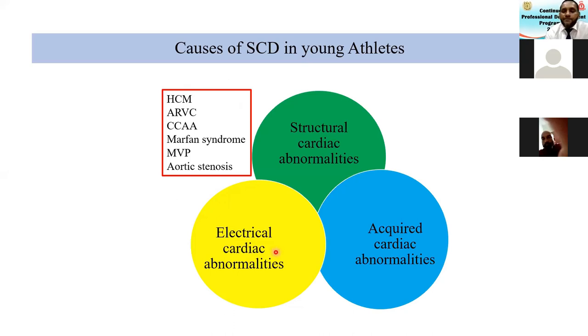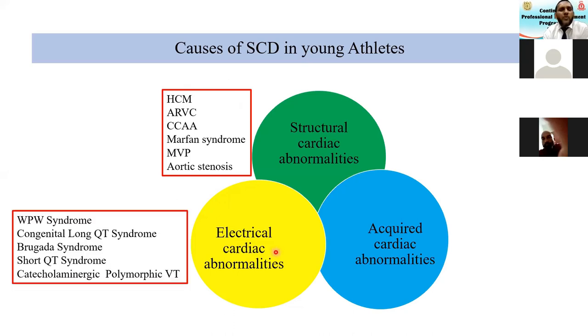And among the electrical abnormalities, we know Wolff-Parkinson-White syndrome, a pre-excitation syndrome, and then congenital long QT syndrome, Brugada syndrome, and short QT. These are channelopathies involving the ion channels, potassium and sodium channels, in the muscle fibers. Abnormalities in the channels can trigger VF and lead to sudden cardiac arrest.